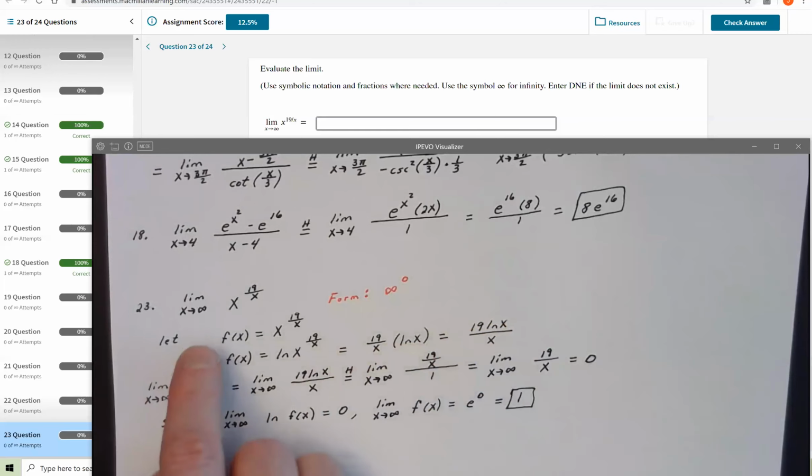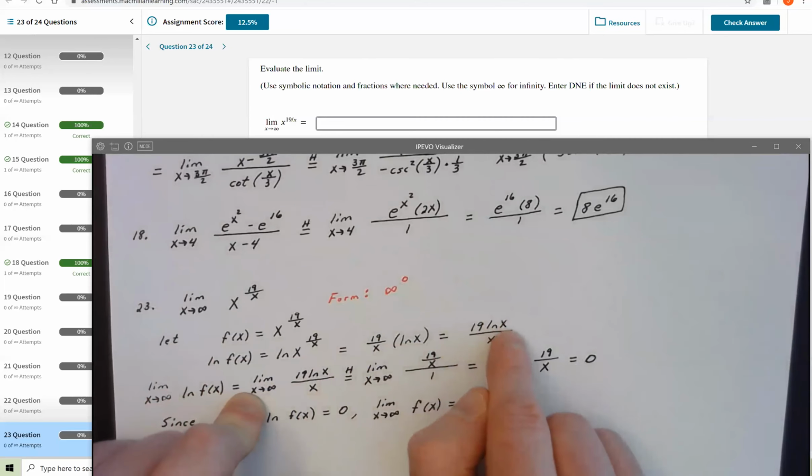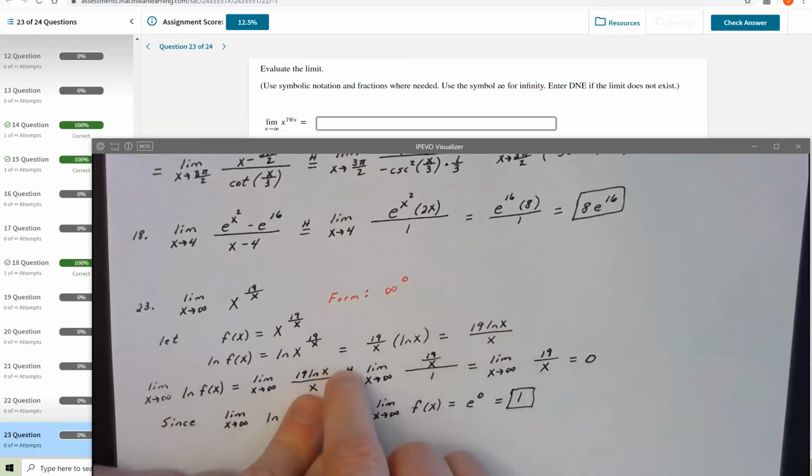So then, since I can't directly take the limit as x approaches infinity of f of x, let's instead take the limit as x approaches infinity of the natural log of f of x, which would equal the limit as x approaches infinity of the expression that we have right here, 19 natural log of x over x. And you can say, well, this should be infinity over infinity in this format. You have 19 times the natural log of infinity over infinity. Infinity over infinity is one of our indeterminate formats.